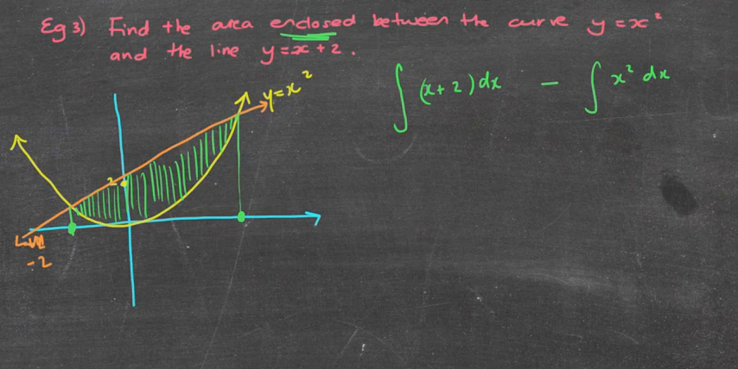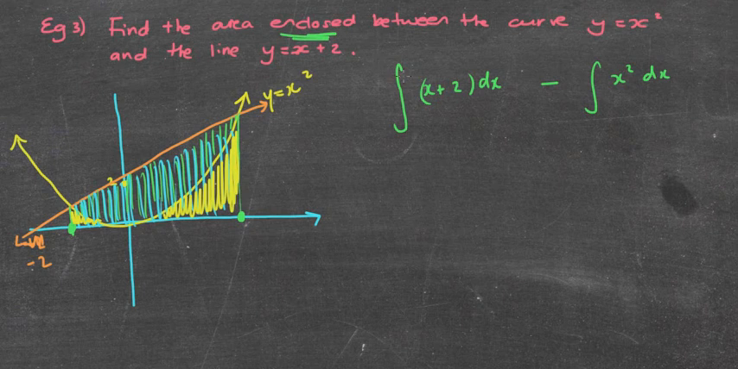Again, that happens because the area underneath the graph y equals x plus 2 would be this area in that blue color. If I then took away the area underneath the other curve, which is there in yellow, you can see I'd be left with that area enclosed by the two lines. Okay, so how do we do that?